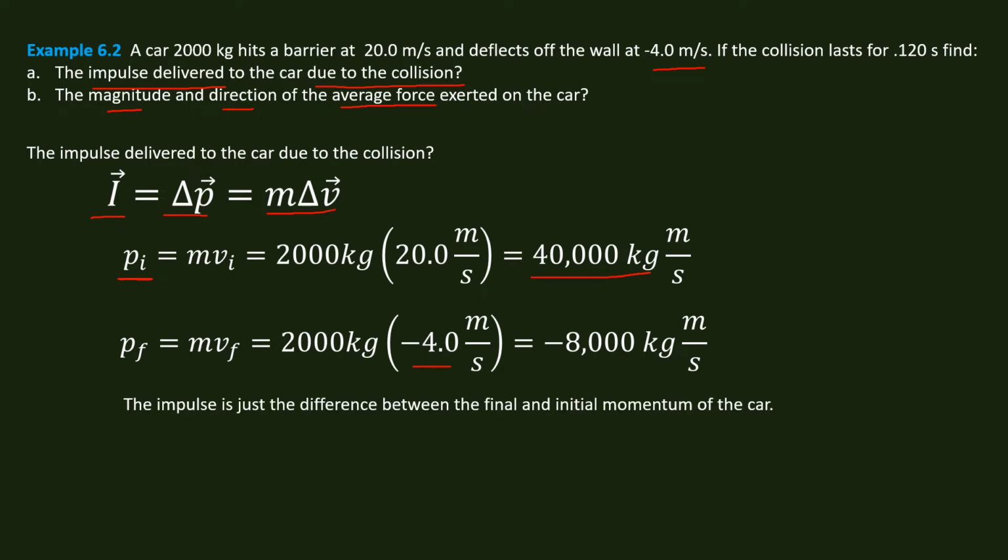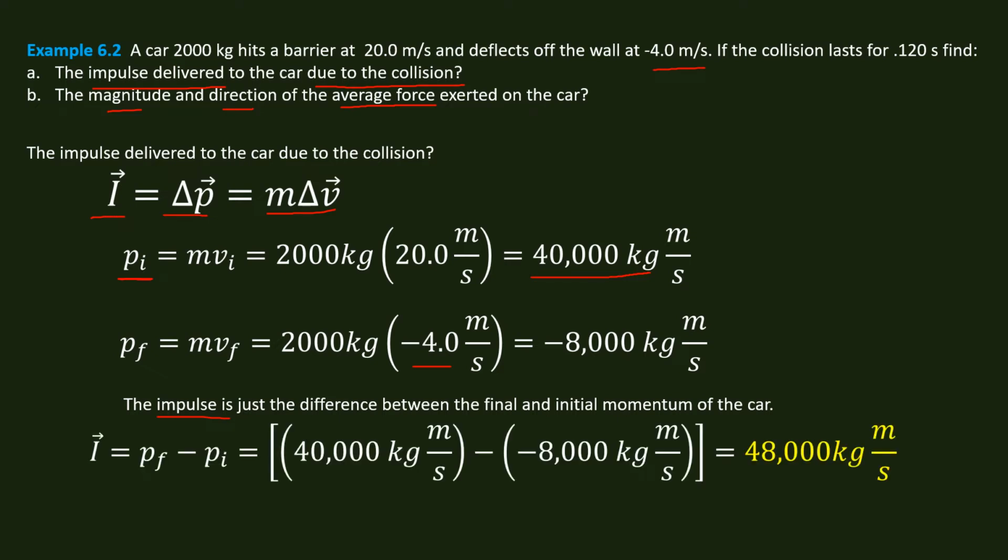Okay, so the impulse is just the difference between the final and the initial momentum of the car, because remember, impulse is equal to delta P, the change in momentum. And so plug in the values and we get an impulse of 48,000 Newton seconds, or it would also be correct if you said kilogram meters per second.